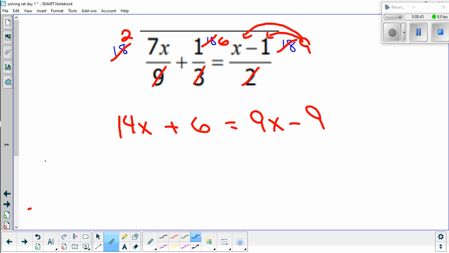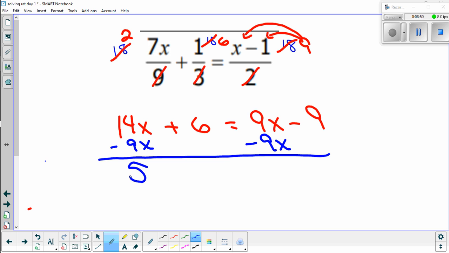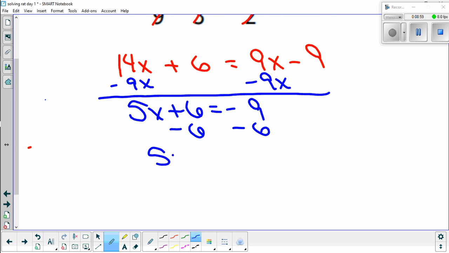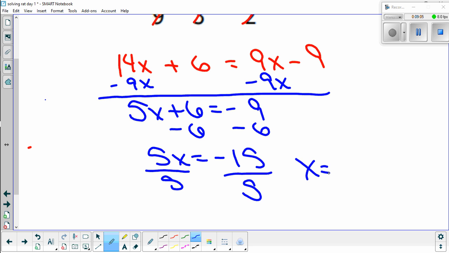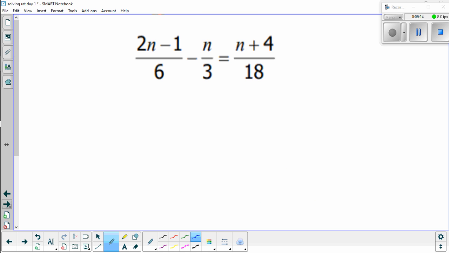So here's what I'm going to do. I'm going to get all my x's on one side. I'm going to get 5x plus 6 equals negative 9. I'm going to get all my numbers on the other. I'm going to move the 6 over. So I'm going to get 5x equals negative 15. And I'm going to divide by 5. X equals negative 3. How'd we do? Did we do okay? Not bad? Okay. How about you trying this one?